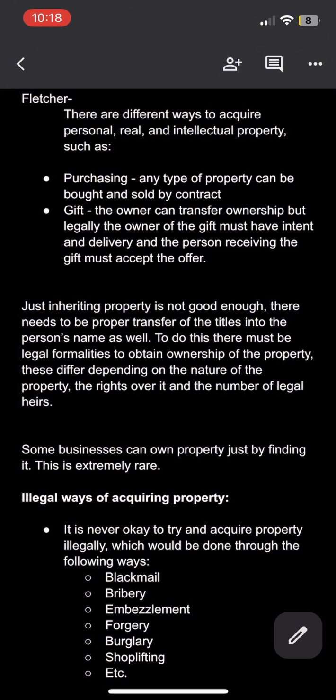Here are some illegal ways of acquiring property, but it is never okay to try and acquire property illegally, which would be done through the following ways: blackmail, bribery, embezzlement, forgery, burglary, shoplifting, etc.